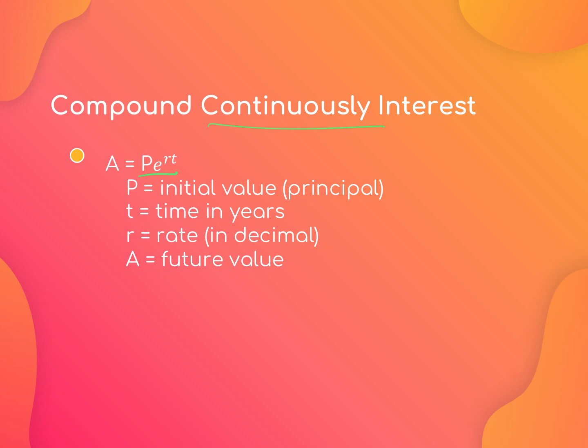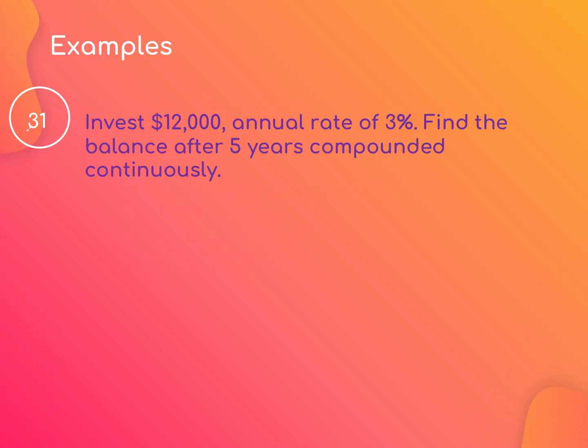P e to the r t, and we have these same exact values as we did in the previous problem with the other formula. We still have the same P, t, r, and A. The next problem is going to give us an example where we would use continuous interest. We have the same principal value as before, 12,000, our initial amount that we're investing. Our rate is 0.03. Find the balance after 5 years.